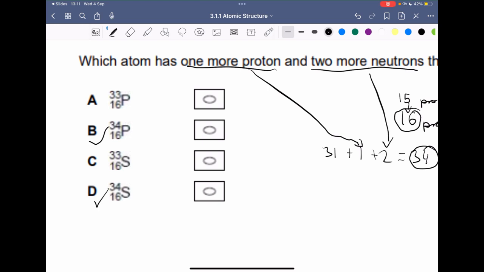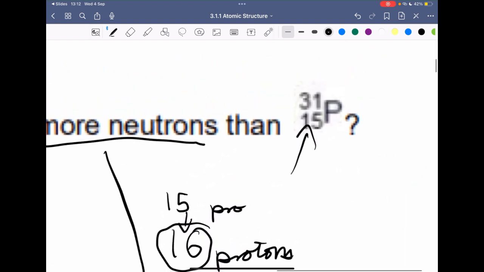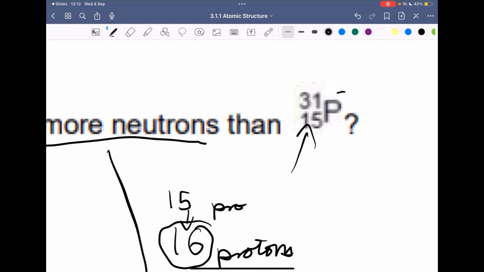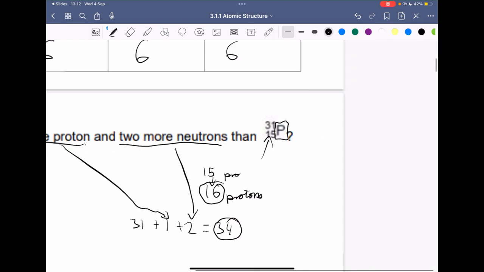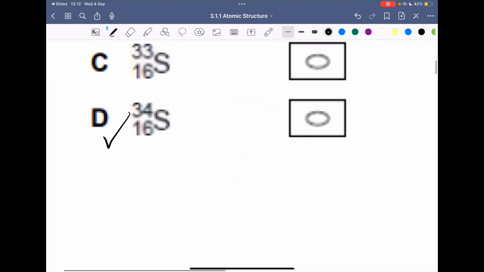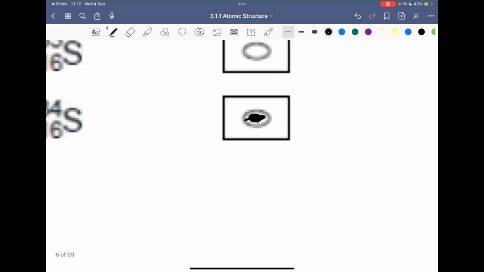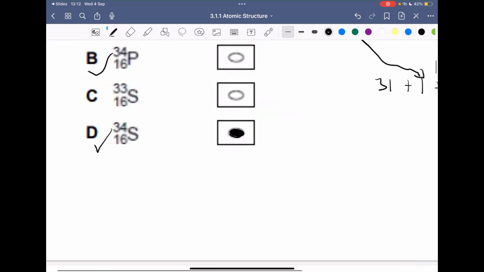But which of these do we pick? Well, we have to look carefully. When you have 15 protons, your P, the element is phosphorus, I think. So the element when you have 16 protons has to be different. And if you look at your periodic table, when you have 16 protons, it would be sulfur.